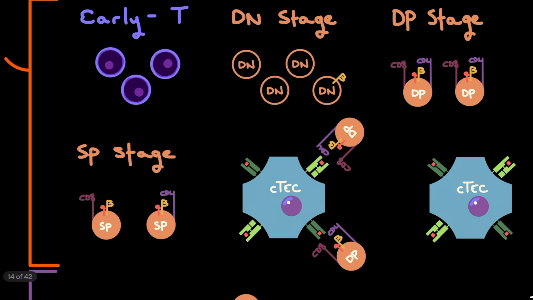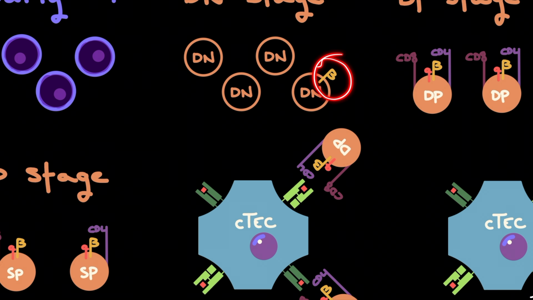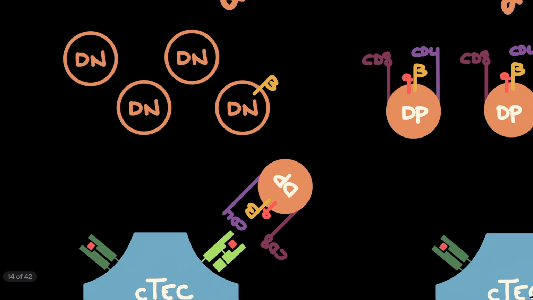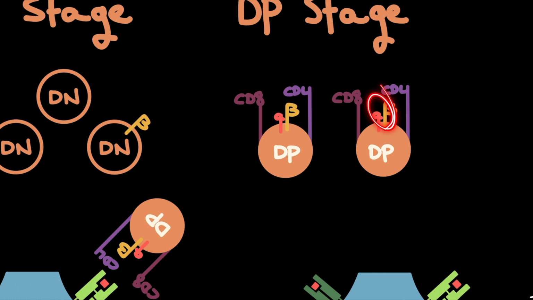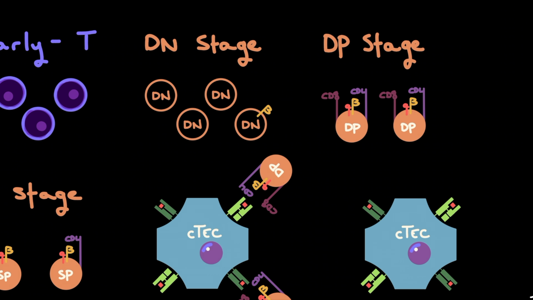Double negative. I don't know what I am yet. I'm not expressing anything. My T cell receptor isn't even ready yet. But at the end of this stage, my beta receptor is starting to pop up. So I have a little beta hanging out. Then at the double positive stage, I'm expressing both CD8 and CD4. And at this stage, my alpha receptor comes in. So my T cell receptor is done. Cool. So then after here, now I go through positive selection. I've got to test if that T cell receptor works okay.